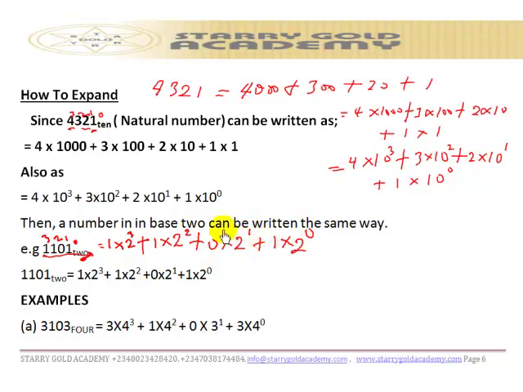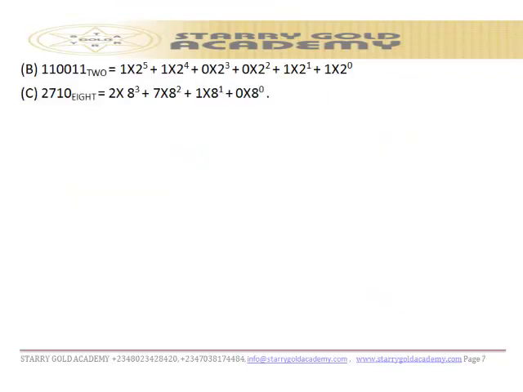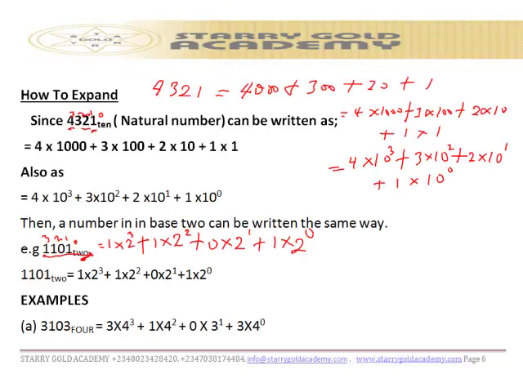Now let's check for more examples on board. First we just keep one example. Let's go back to check it out. 3103 base 4. To expand this, you have 3. This 3 carries a power of 0. This is a unit.